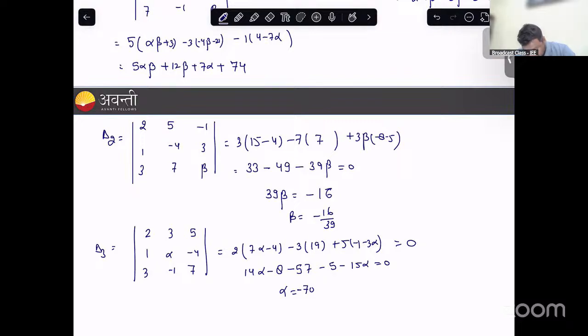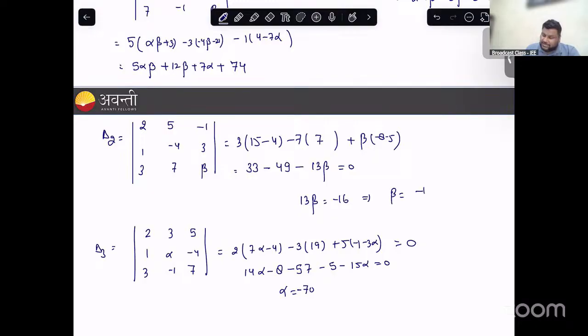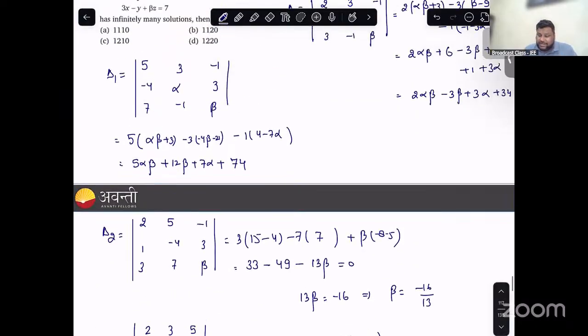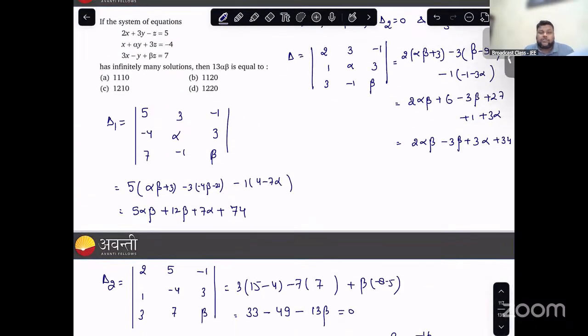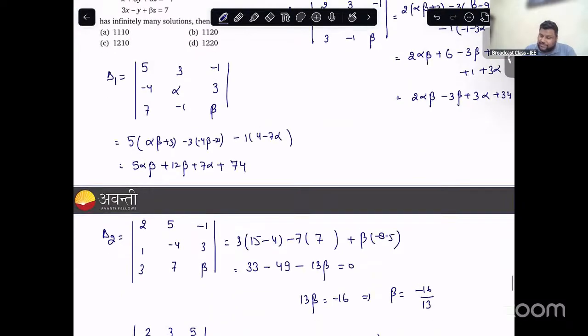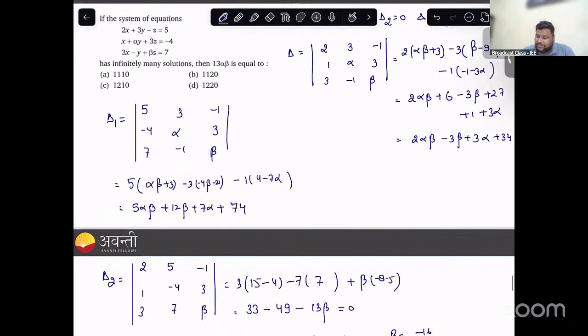Why have I written 3 beta? It's simply beta, not 3 beta. It is beta only. So it will be 13 beta. So your 13 beta will be minus 16, which implies beta is minus 16 upon 13. And I'm very sure, since the options are directly numerical values, there is none of this kind of option. That means whatever values you got will definitely satisfy delta 1 and delta 2.